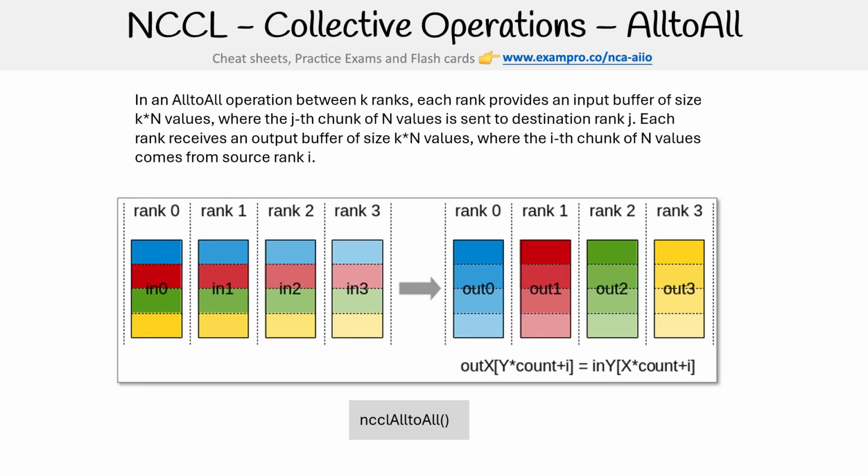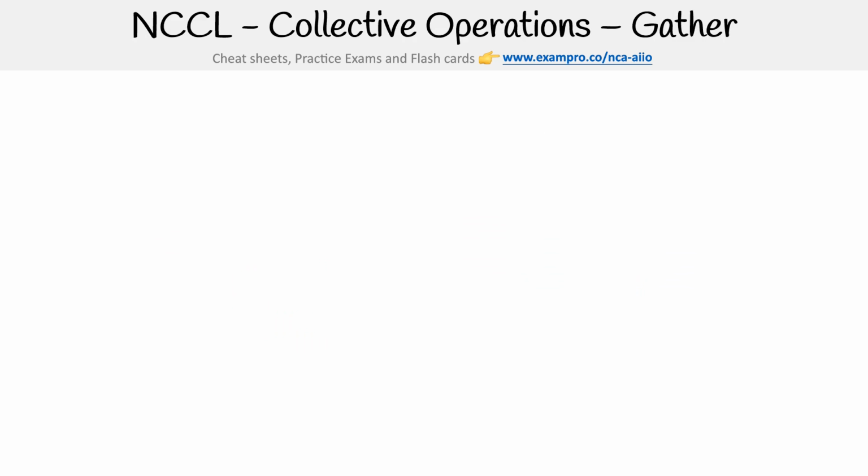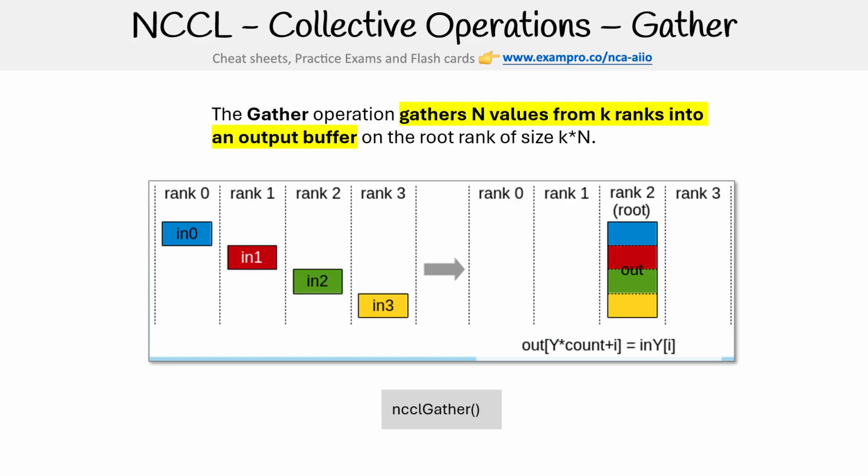We have all to all. Okay, so all to all is going to do an all-to-all operation between k ranks. Each rank provides an input buffer of size kn values where the nth chunk of n values is sent to the destination rank. Each rank receives an output where the chunks of n values come from the source ranks. I know some of these things are confusing, but if you understand all reduce or these other ones, you're going to be fine. These ones here are a little bit too complicated, but I just want you to know them. Okay, so don't stress out about it.